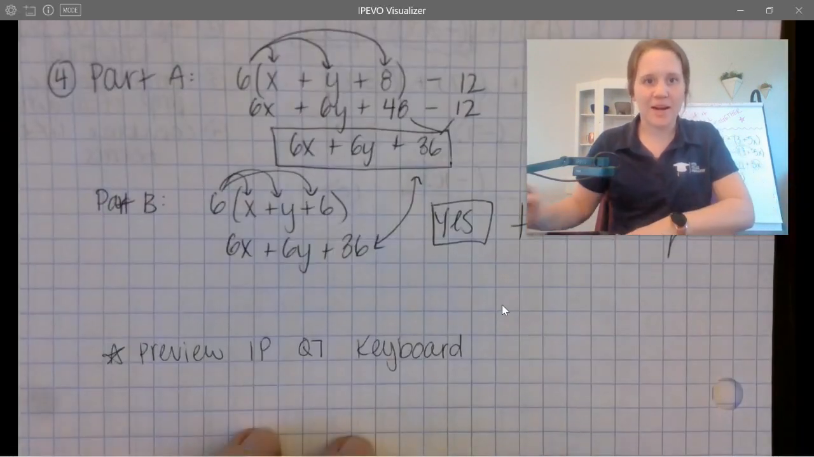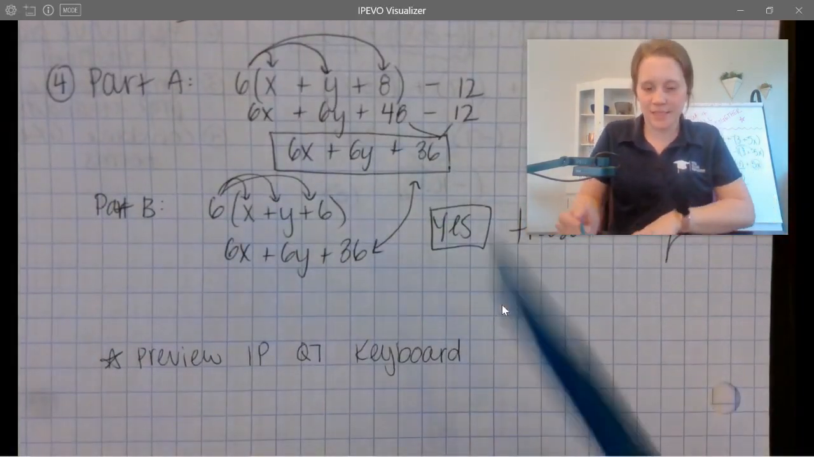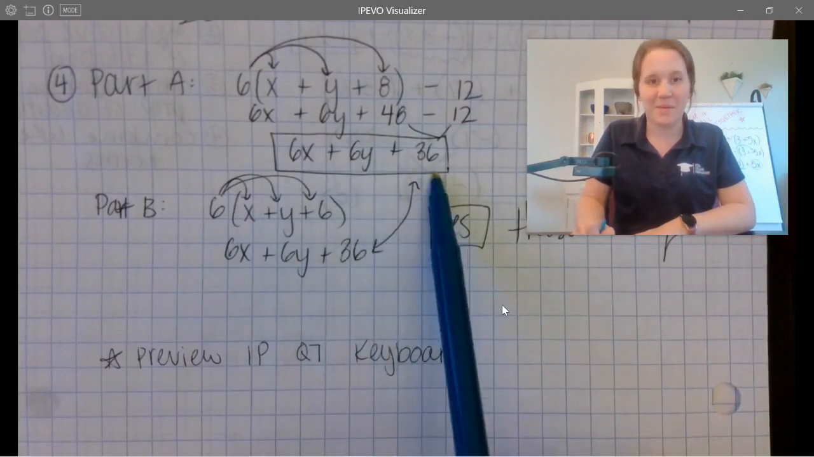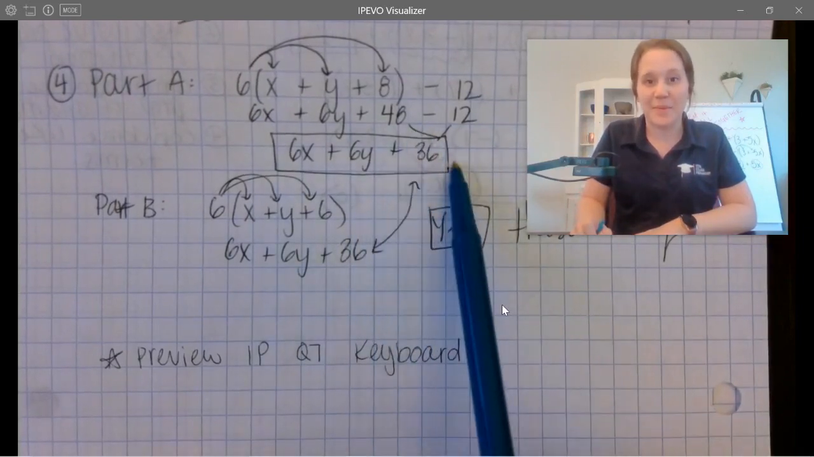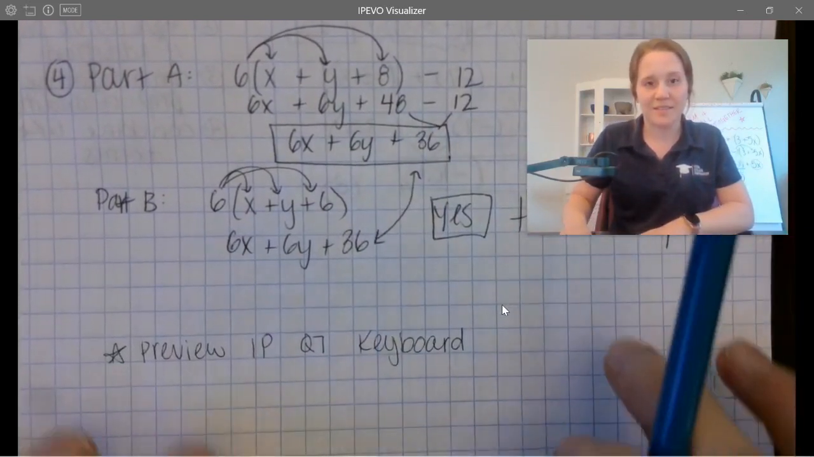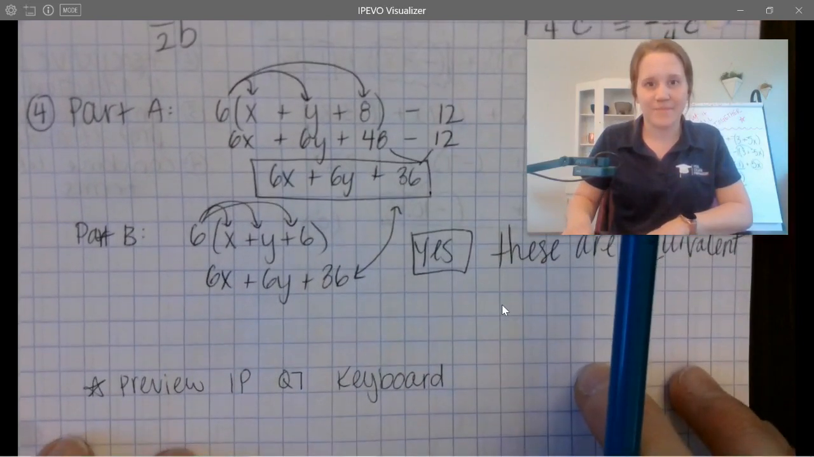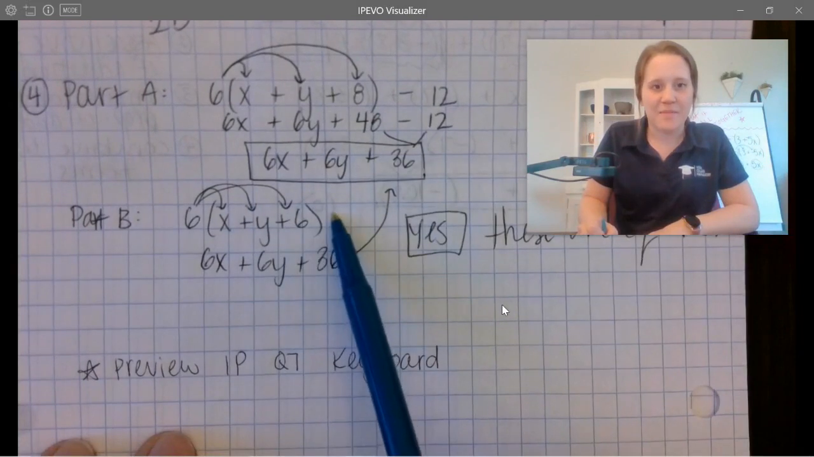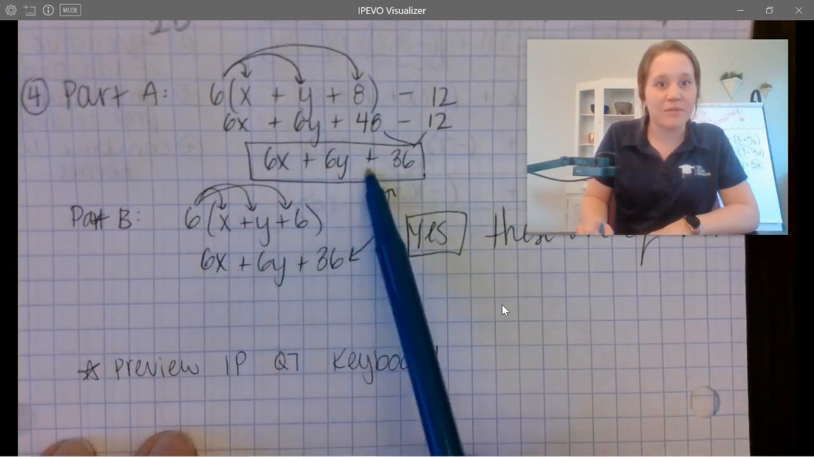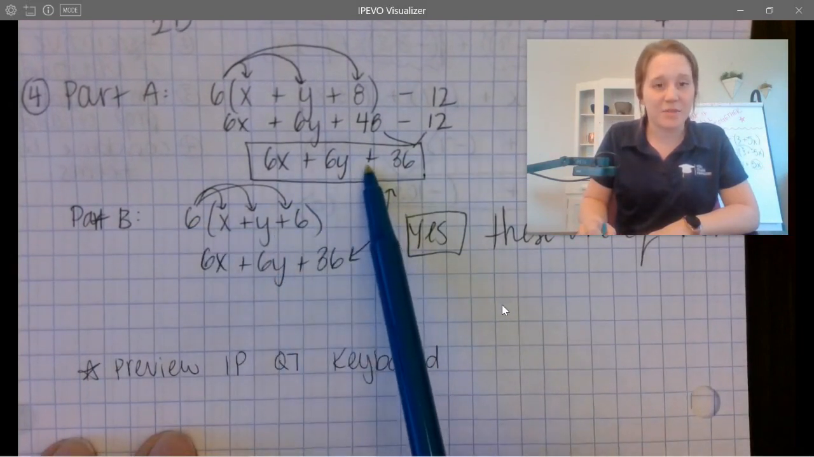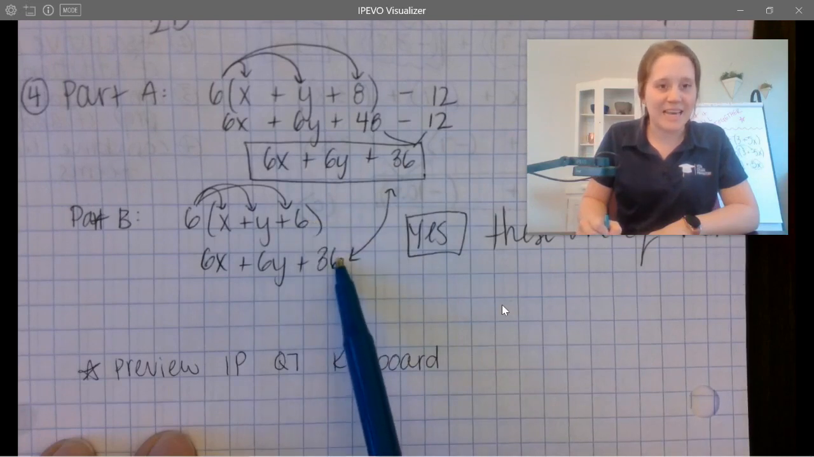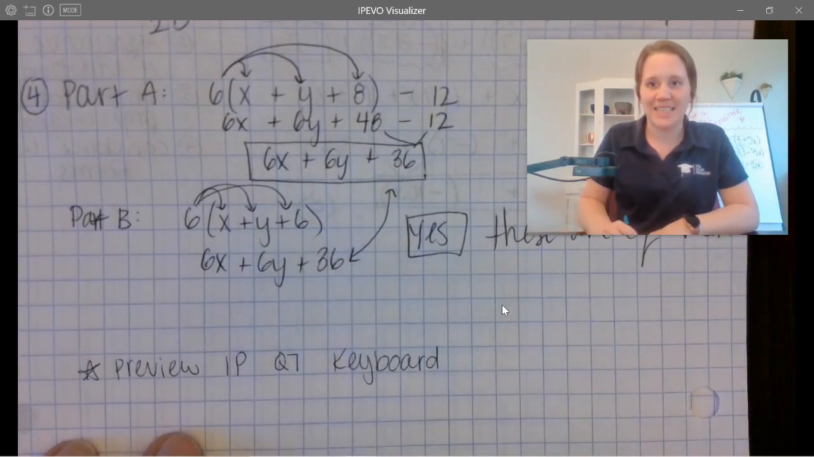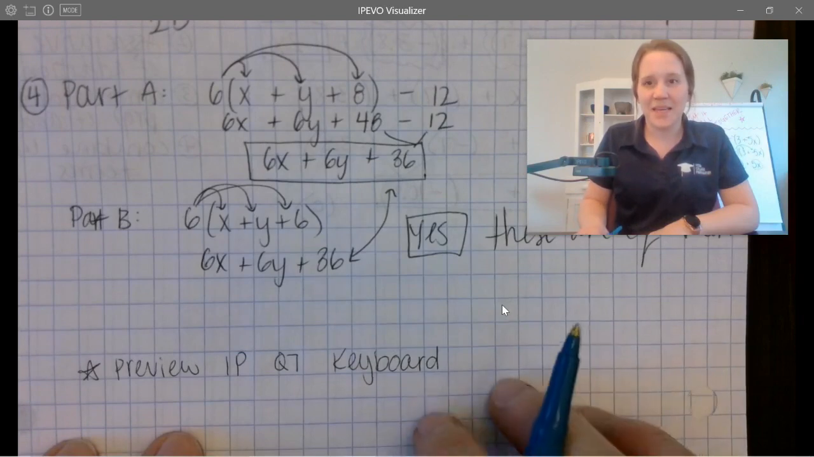My answer for part A was 6x plus 6y plus 36. Remember to combine those final like terms. And then part B, it said the student thought that this was equivalent to the original expression. And yes, I found that it was. So we should have clicked yes. Okay. Excellent.